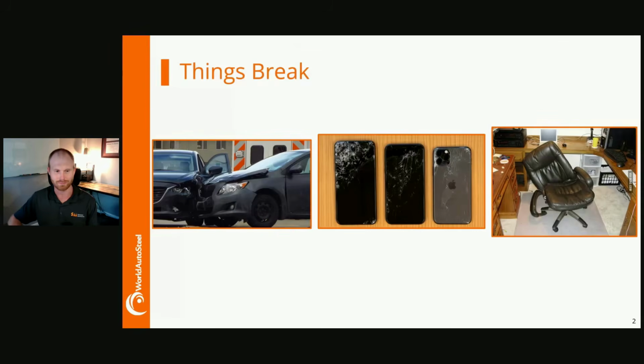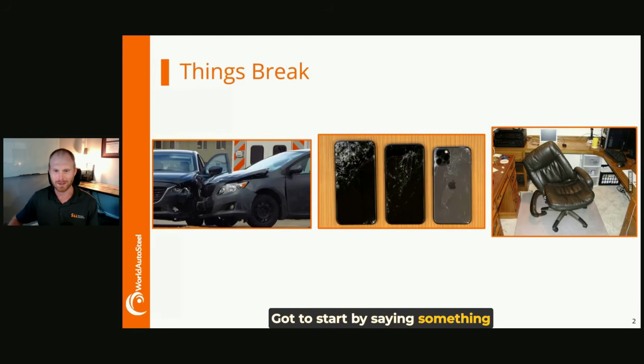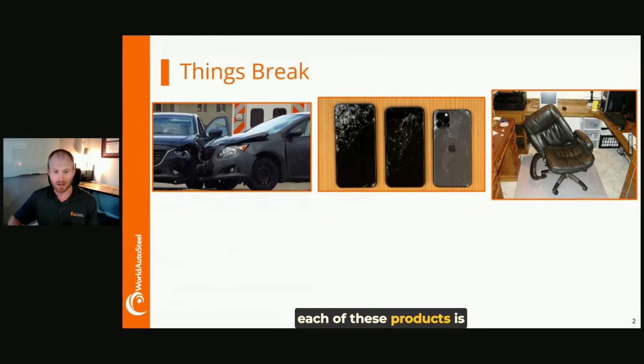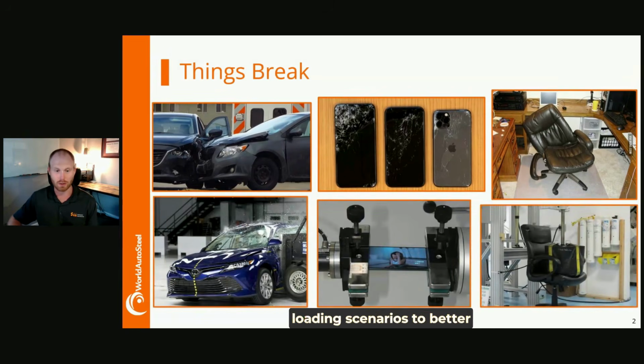Got to start by saying something very simple. Things break. From car crashes to dropped phones, the products that we use every day deform and break from loads they experience. Along with that, each of these products is rigorously tested under similar loading scenarios to better predict how the product will perform. This could be to ensure compliance with industry standards such as the UL 962, which helps ensure safe office furniture. Alternatively, the test could be to quantify the resistance of damage or injury with industry standards like NHTSA.